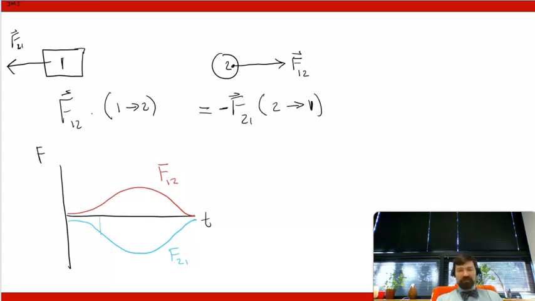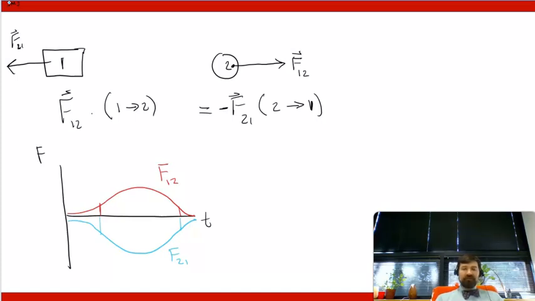Okay? And notice that that's true at any time. So this right here and this right here should be equal to each other. If I pick a different time, this force here and this force here are equal to each other, and so on, at least within the limits of the drawing that I've made by hand.